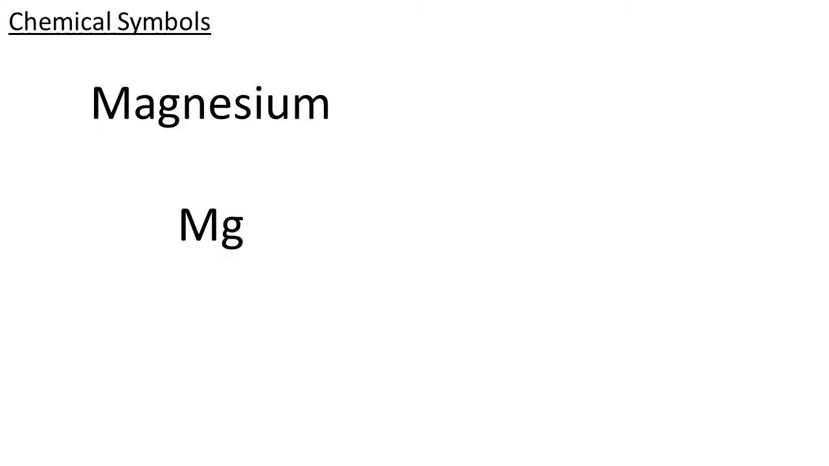Let's have a look at chemical symbols. Magnesium. The chemical symbols, if there's two letters and the first one is uppercase and the second one is lowercase, then that's one atom. So Mg, that's one atom. And that makes sense. So it's not little m little g or big M big G. It's big M little g. So if you see that, that is one atom.